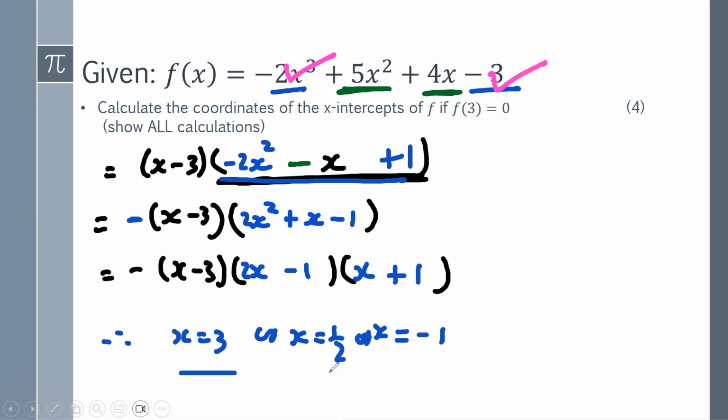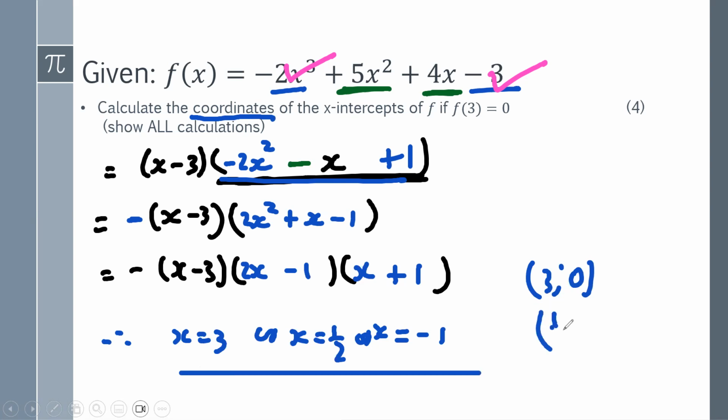Now, here are your 3 intercepts. Please take note, the question required coordinates. Therefore, you have to present your final answer in coordinate form and say, well, there is the coordinate 3 and 0, half and 0, and lastly, negative 1 and 0. It is very important that you pay attention to the instructions that are given. So this is how I suggest you go about it.